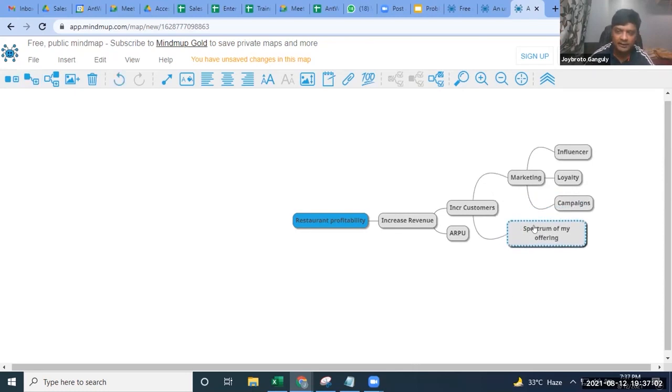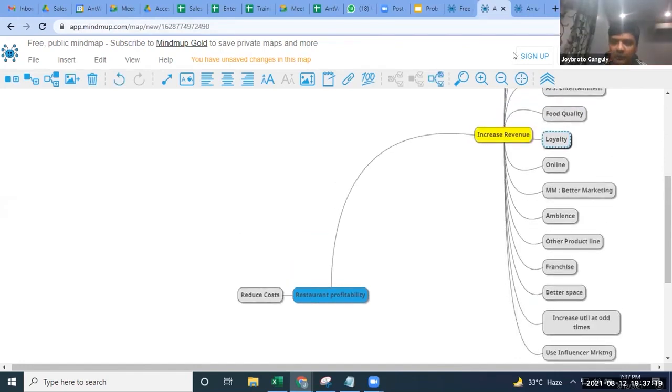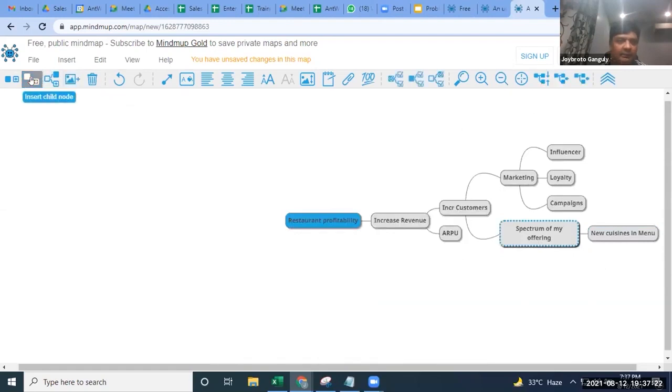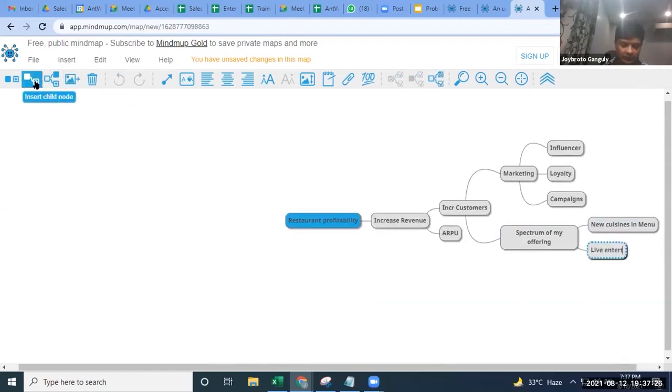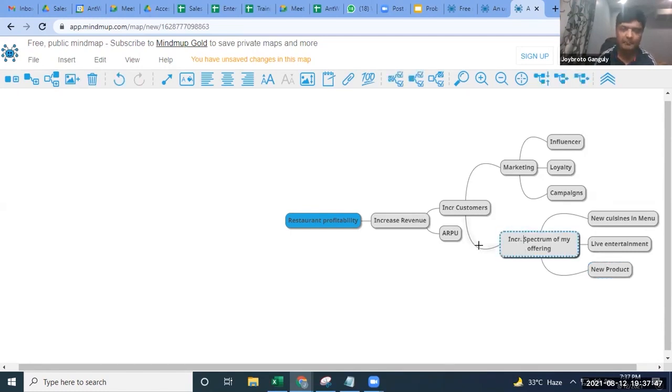Spectrum of my offering. You guys got ideas that I want to add new cuisines in my menu, right? New cuisines in the menu. Some of you gave the idea that I want to have live entertainment. Some of you said that I want to add new product lines. Like I do only lunch, I want to also do breakfast, that kind of ideas. This was all about increasing the spectrum of my offering, right? Okay. Good. I market more. I have more to offer.